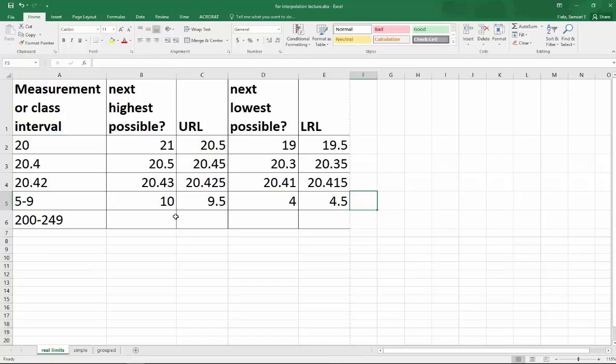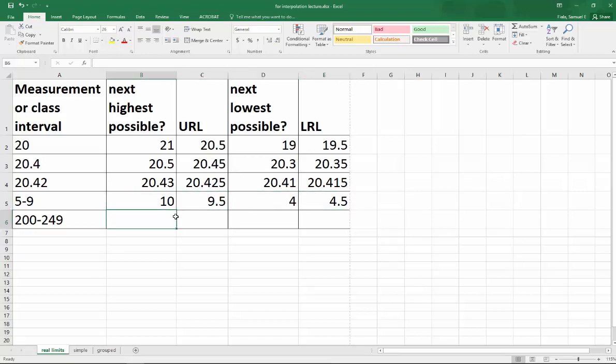that interval? Well, take the upper real limit minus the lower real limit. 9.5 minus 4.5 is 5. Yep, that checks out. That interval is the size of 5 data points, because you have 5, 6, 7, 8, and 9. Those 5 different data points can go in that interval.